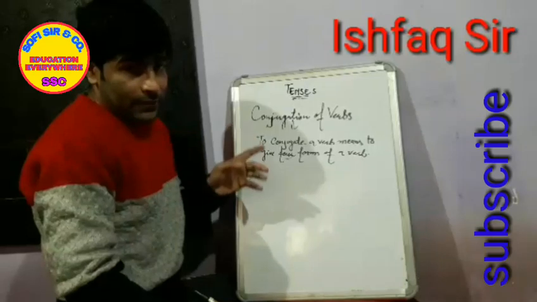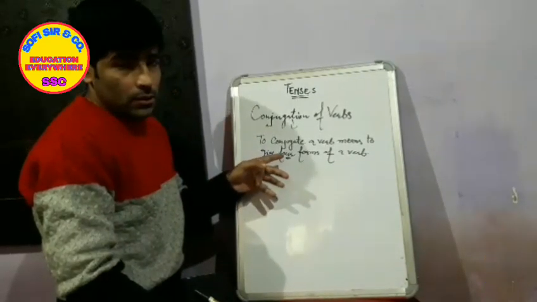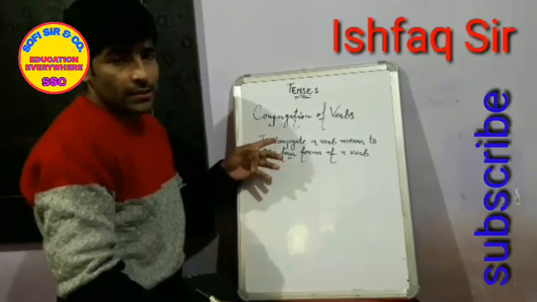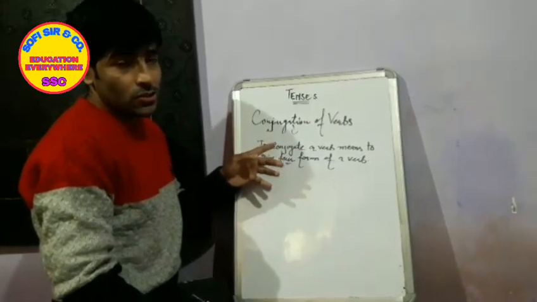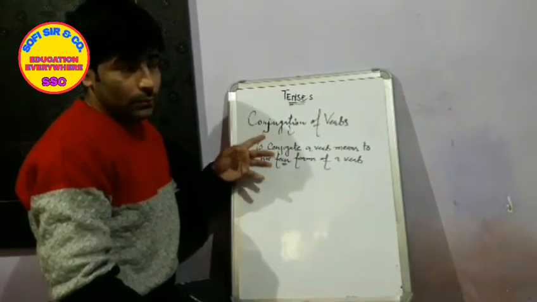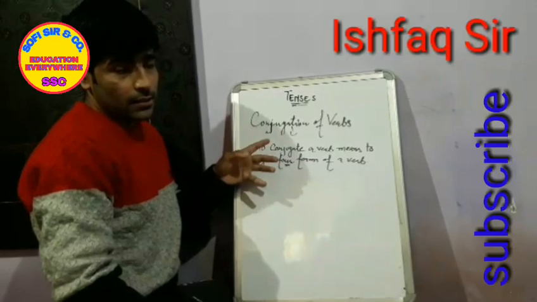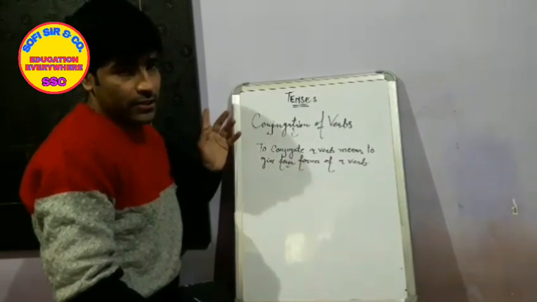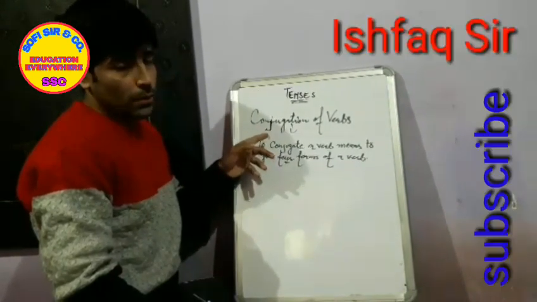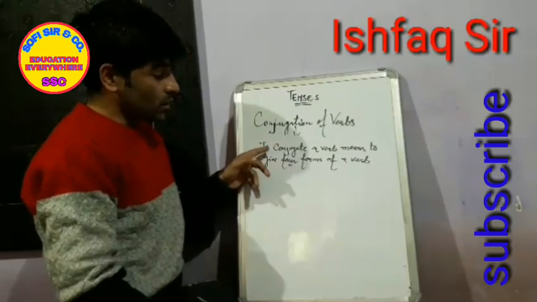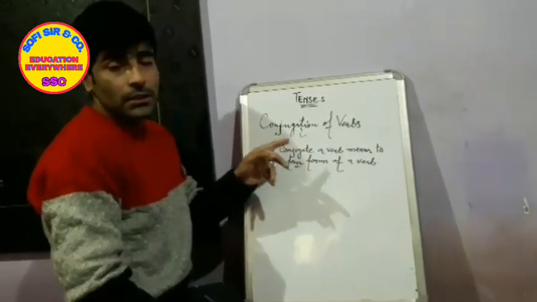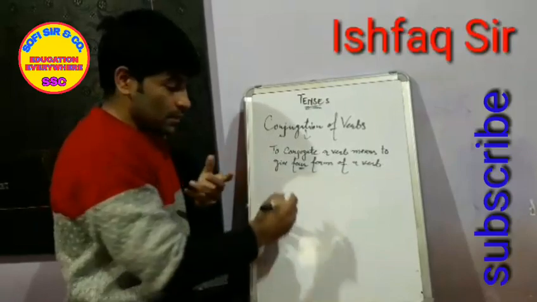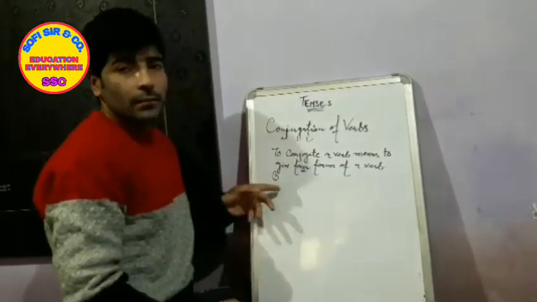Unless you are aware of the four forms of a verb, you will not be able to change the tense of a sentence, you will not be able to change its voice, and also you cannot change its narration. So one must know about conjugation. So conjugation means to give four forms of a verb. Which four forms? I will write them down here.